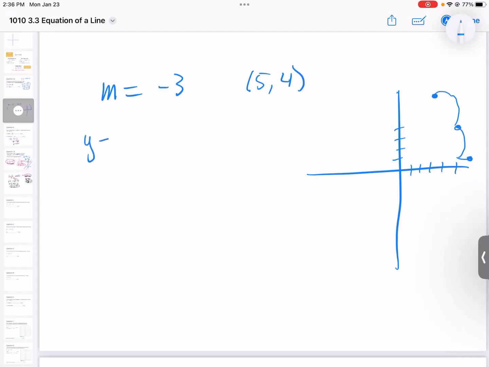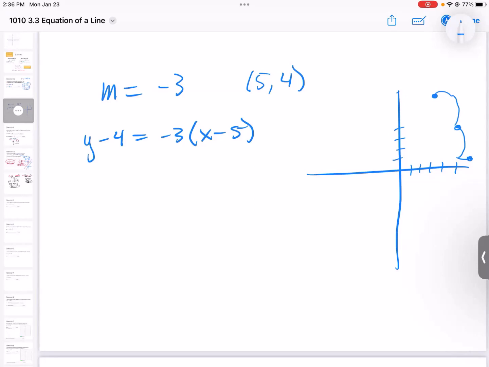Because you could say that y minus 4 equals -3 times x minus 5. That's the point slope formula. Forward negative, then it would be plus, because if you minus a -4, that's the same thing as adding 4.